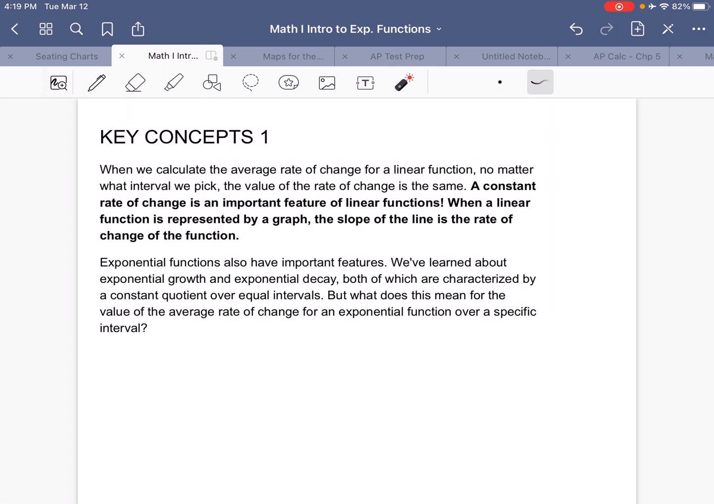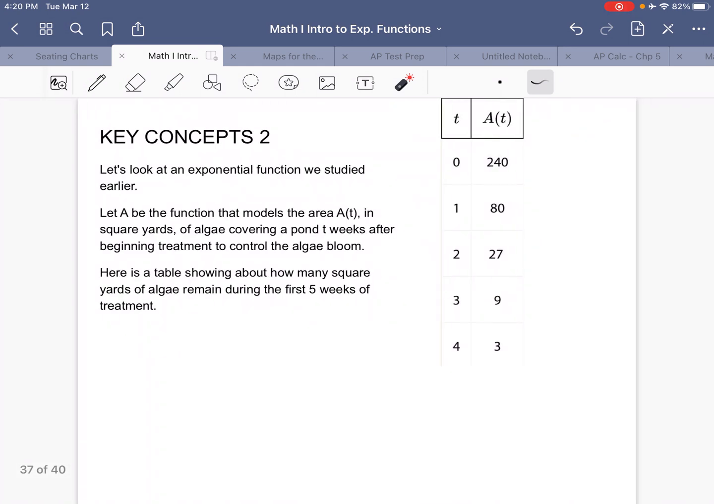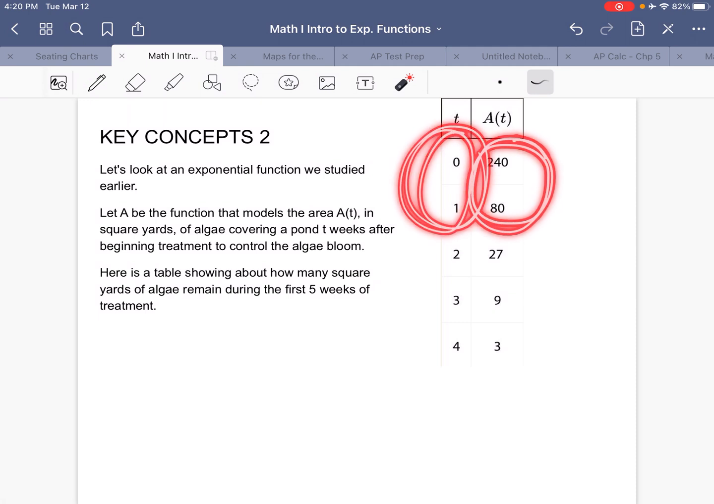But what does that mean for the value of the average rate of change for an exponential function over a specific interval? Well, let's take a look at an exponential function we studied earlier. If A is the function that models the area in square yards of algae covering a pond T weeks after beginning treatment to control the algae bloom, here's a table showing how many square yards of algae remain during the first 5 weeks of treatment.